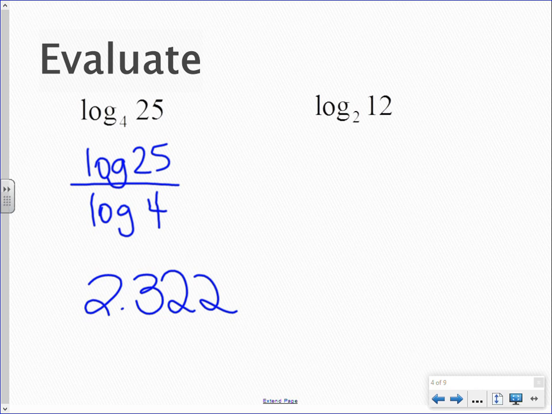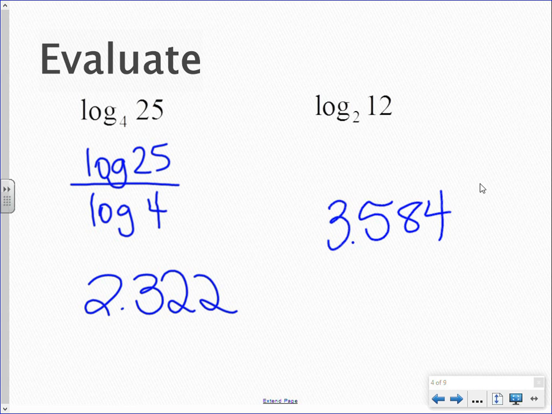All right, try this one. Log base 2 of 12. Then what did you get? 3.58. Give me one more decimal place. Are you getting 3.584? Henry? I got 4 to 5. Nice try.